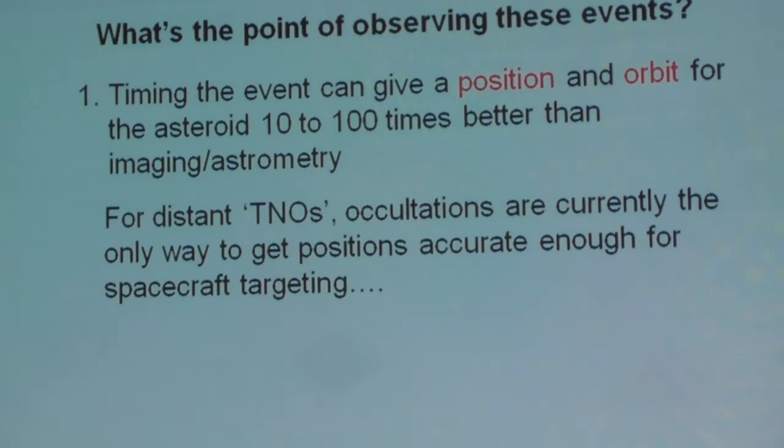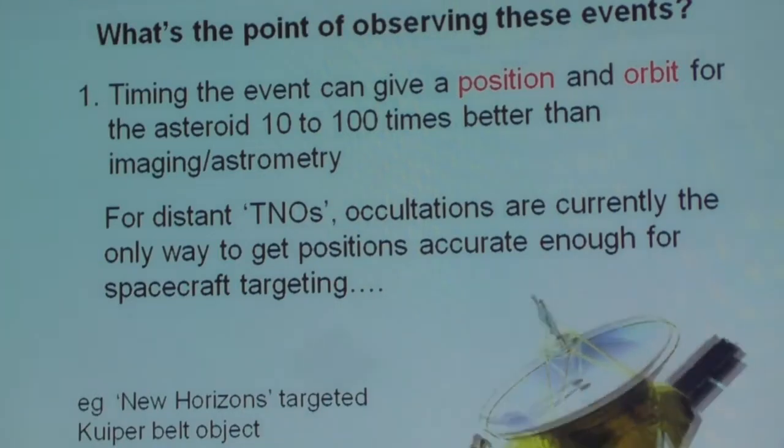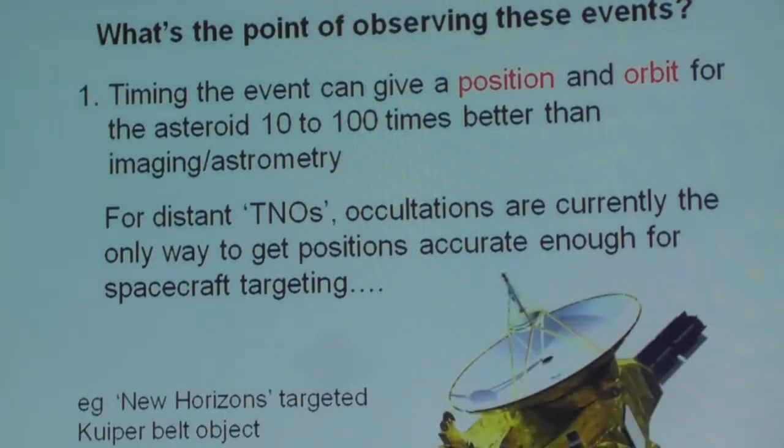In fact, if you're going to send a spaceship to rendezvous with very distant objects beyond Neptune, this is the only way really to get it accurate enough, believe it or not. And indeed, for this particular object, at the time known as 2014 MU69, the New Horizons spacecraft was sent to rendezvous. Before that, many observations were made using lots of different telescopes to observe occultations, to refine the orbit, to know exactly where the asteroid was, and hence exactly where to send the spacecraft, including the airborne observatory.